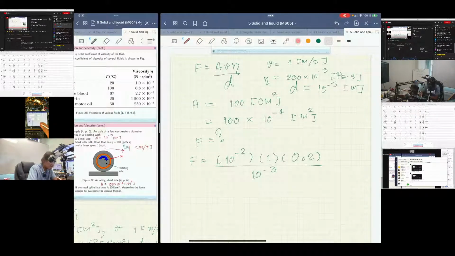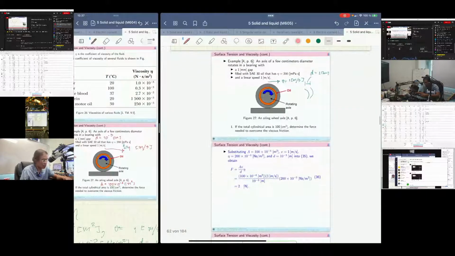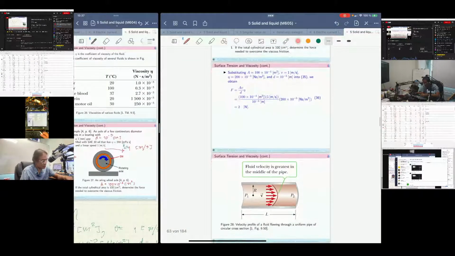So if you move this one up to the numerator position, you're going to have number 10. Number 10 times 0.2 is number 2, right? So it's 2 Newton, okay? If you apply the 2 Newton to this one, you can start to rotate this bearing, this axle, to overcome the friction, right?